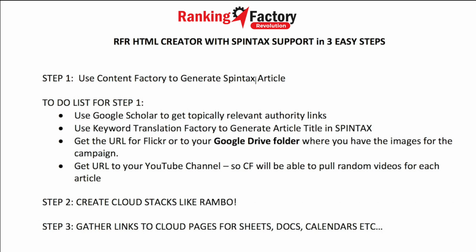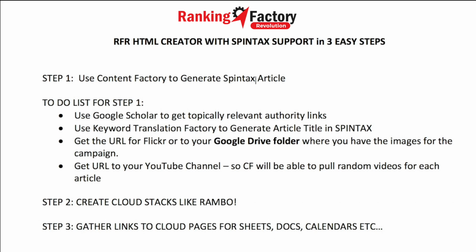But let's go over the 3 easy steps that we need to go through in order to do this. First of all, we're going to use Content Factory to generate the Spintax article. We're going to get some links that are topically relevant from Google Scholar, so we have some authority links to mix into the content. We're going to use Keyword Translation Factory to generate awesome titles that have great keywords in them in Spintax.